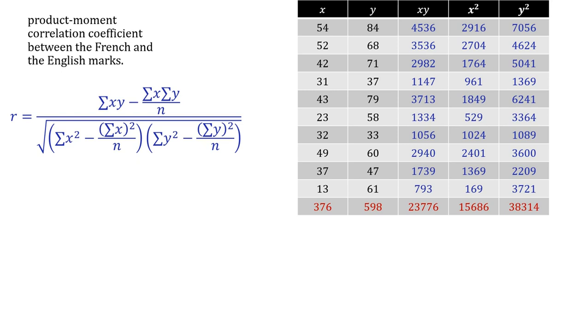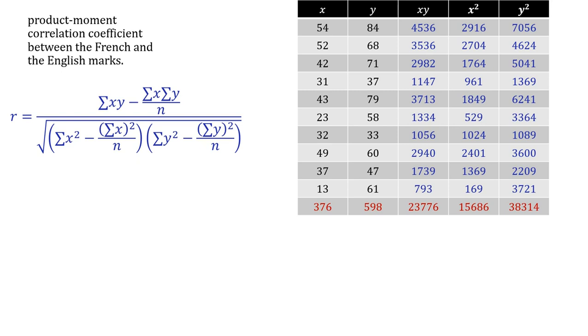Now likewise, we have the y. We sum all the y, we have 598. Now xy means we multiply x times y. For example, if you take 54 times 84, it will give you 4536. And if you take the second, 52 times 68, it will give us 3536, and so on and so forth. You can verify all those calculations on a calculator in order to be in phase with the video. So make sure your calculator is in your hand while watching this video.